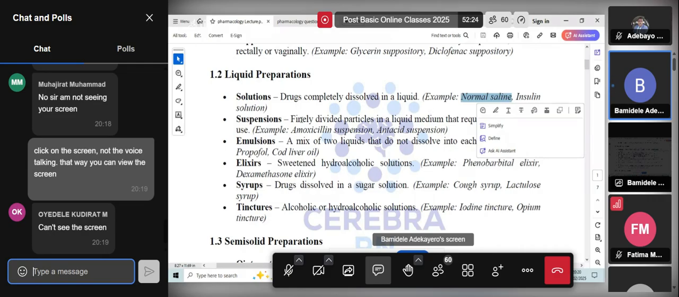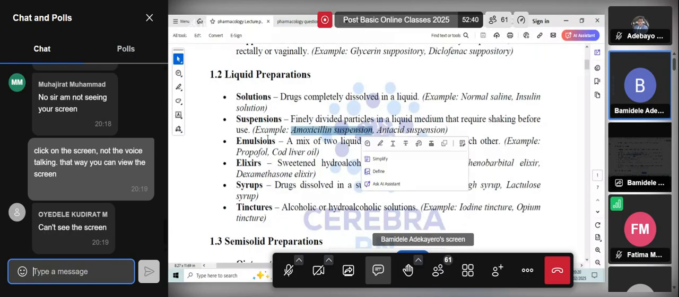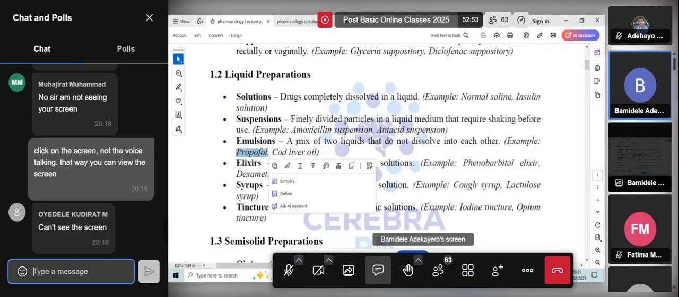Whereas suspensions are another form of liquid preparation, but these have particles, just like our familiar antibiotics, the amoxicillin. Amoxicillins have particles, so they are not crystal clear like solutions. You have emulsion. Those of us that work in the operative department, an example of emulsion is propofol. It is a mixture of two liquids that do not dissolve. These ones are not too familiar: the elixirs, the syrups for children, and tinctures.